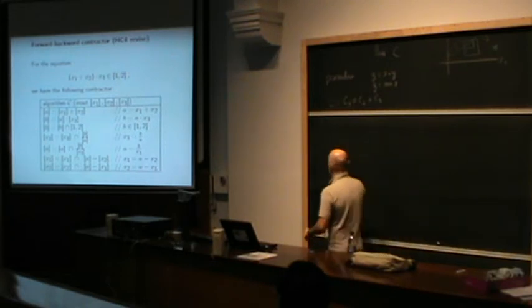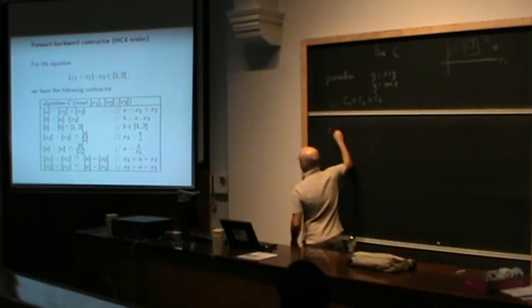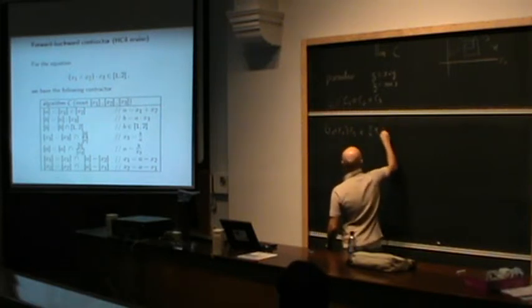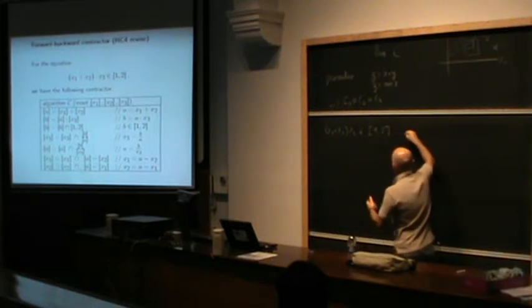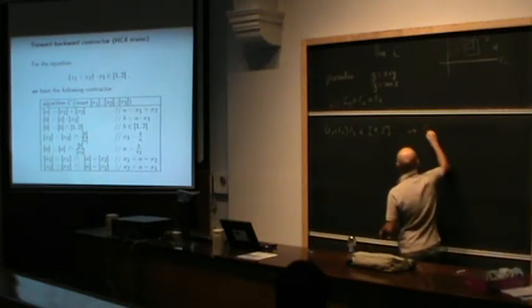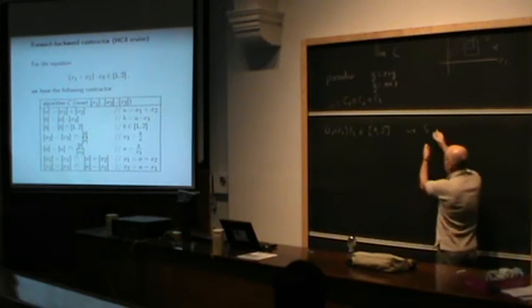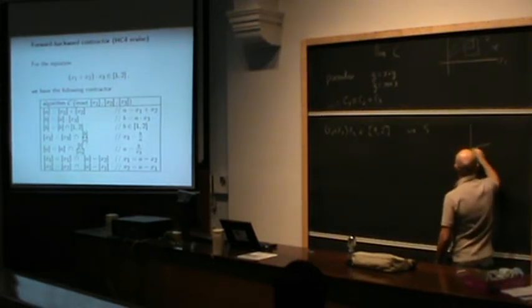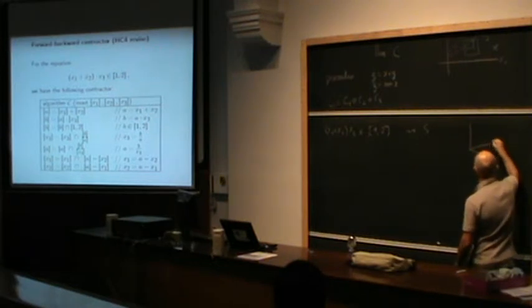And I will try to explain how it works on this simple example. So I have this equation: x1 plus x2 times x3 belongs to [1, 2]. This inequality corresponds to a set, and I want to build a contractor for this set.